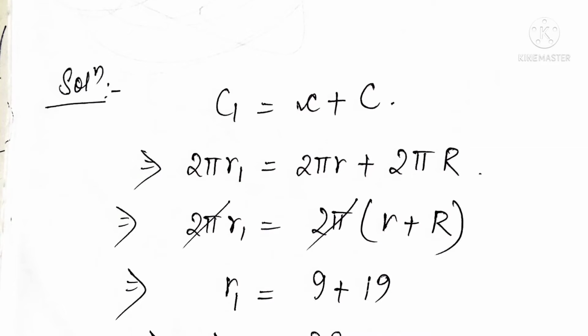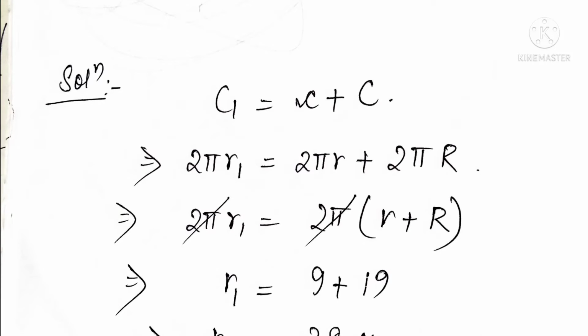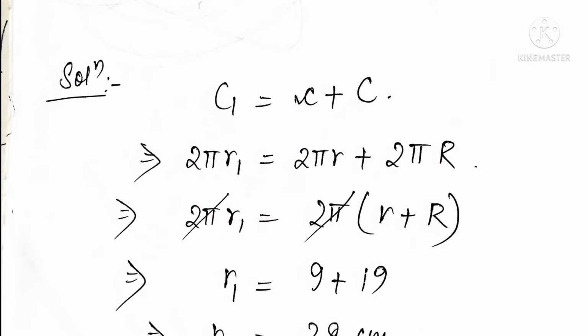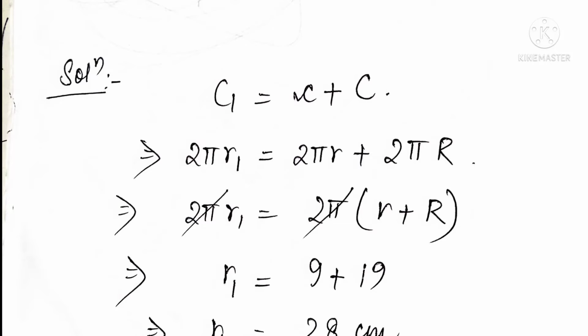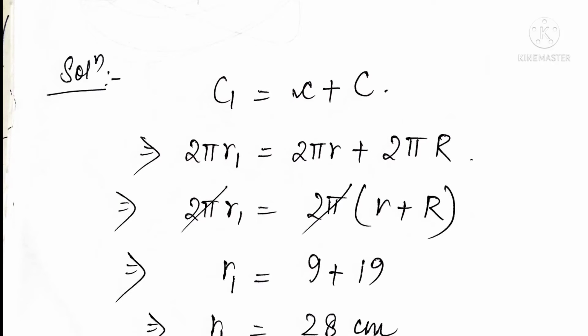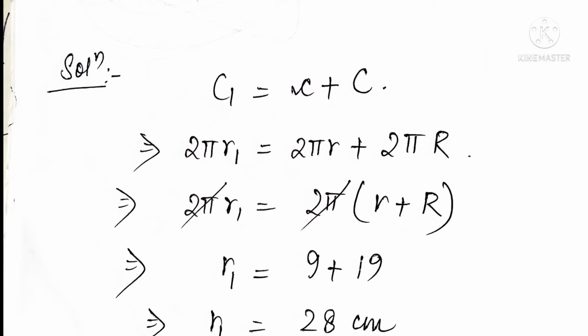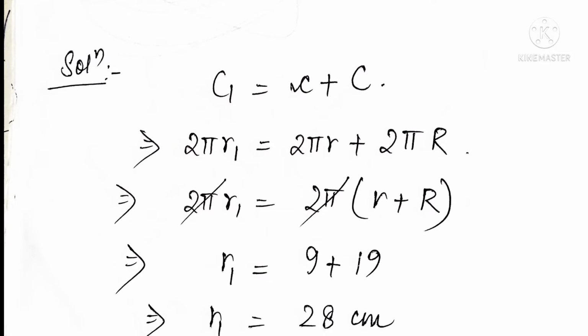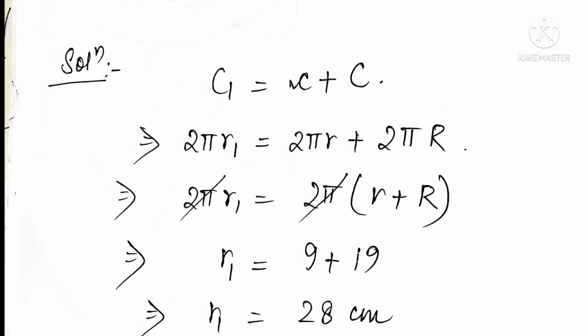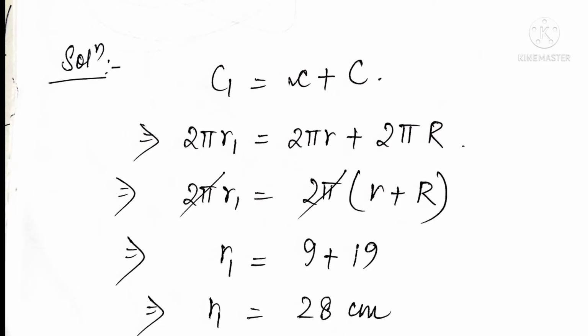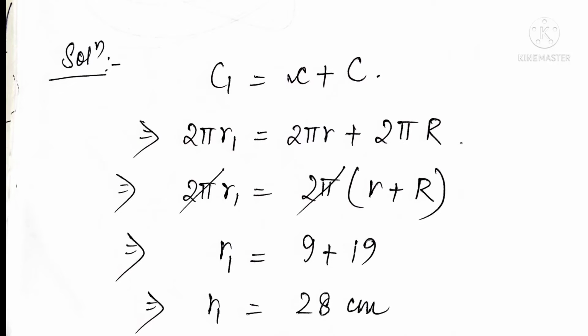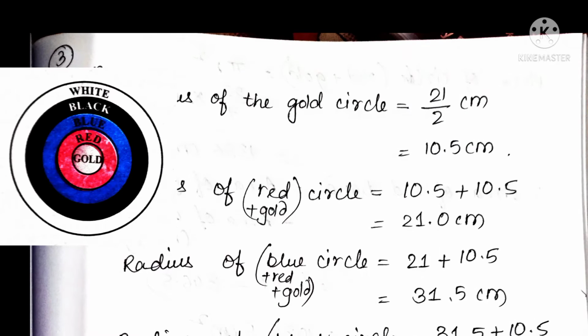So in place of small letter and capital letter R, I am putting the particular values and finally I am getting the value of the radius to be 28 centimeter. That is the radius of the circle having circumference equal to the sum of the circumference of these two circles. So next is question number 3.